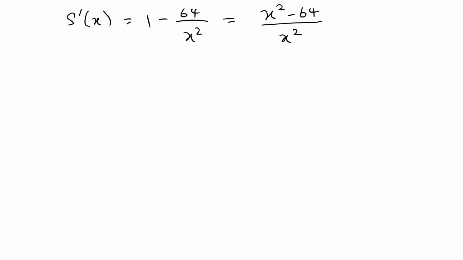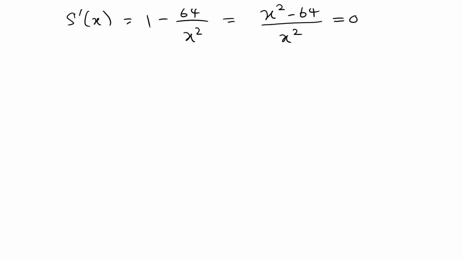So we have s prime of x, which is 1 minus 64 divided by x squared. If you multiply the top and bottom of the first term by x squared, you can write this as x squared minus 64 divided by x squared. We can set this equal to 0.